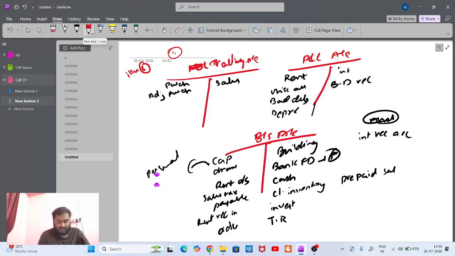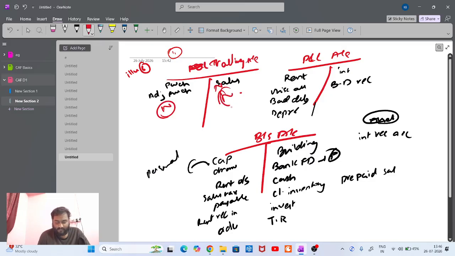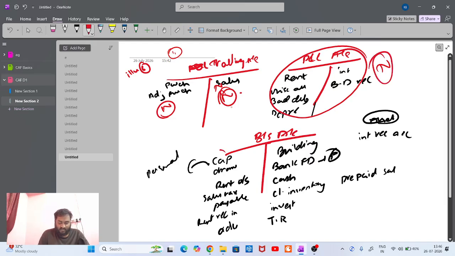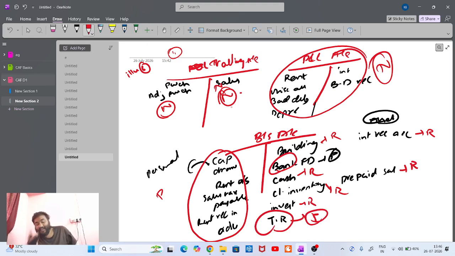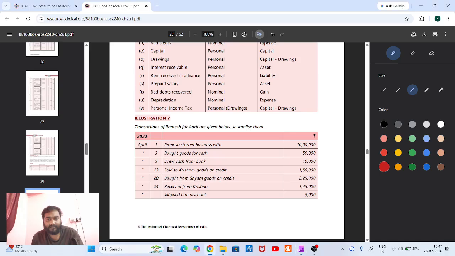So here these are nominal in nature. These are all nominal in nature. These are all personal in nature. Real account. Bank is related. Personal cash real. Closing inventory real. Prepaid salary real. Interest receivable real. Investment real. Trade receivable person, because in trade receivables there are people, okay, which is why it is person. Keep this in mind.